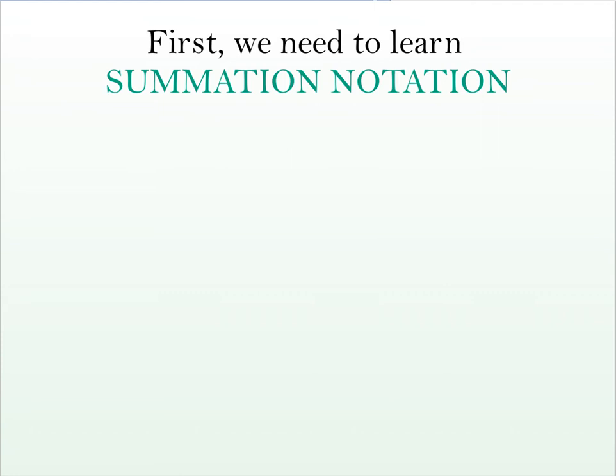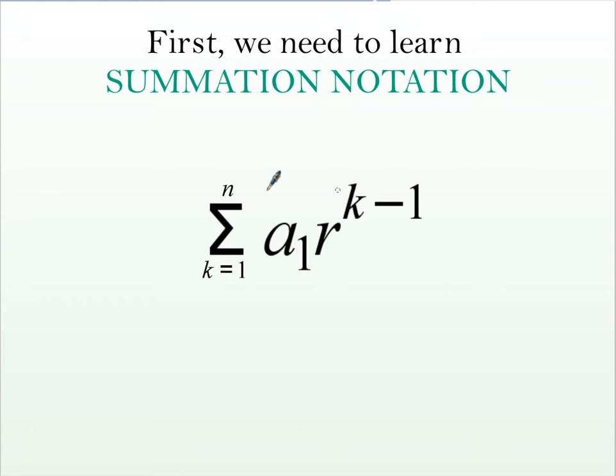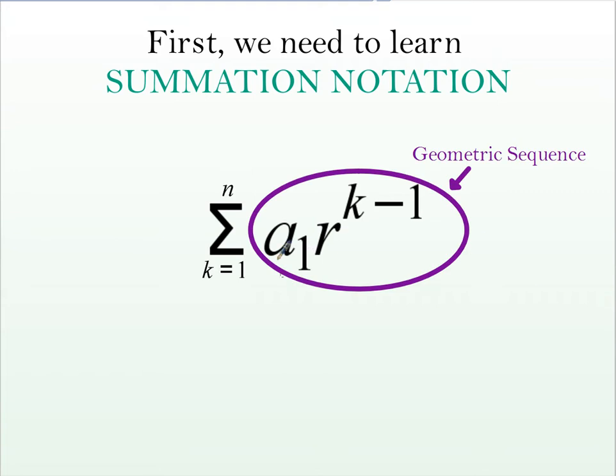First of all, we need to learn summation notation. This is a formula that you will definitely want to have in your notes. I'm going to go through the different parts of it, so hang on just a second. The part on the right should look a little bit familiar to you: a sub 1, or our initial term, multiplied by the common ratio to the k minus 1 power. You saw it before as n minus 1. This is the explicit formula for a geometric sequence.